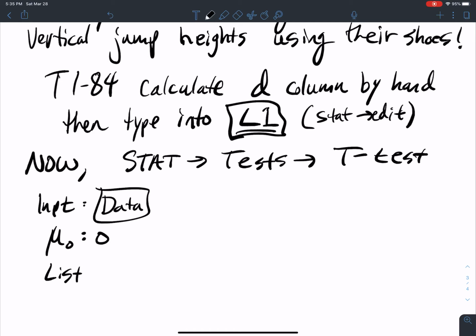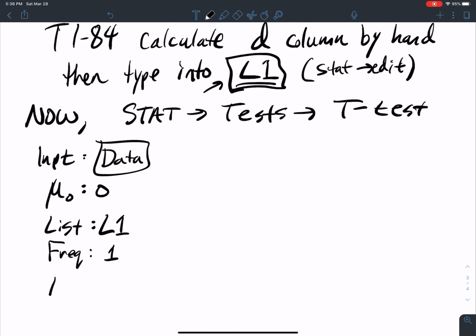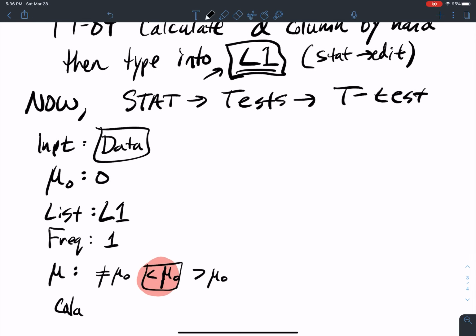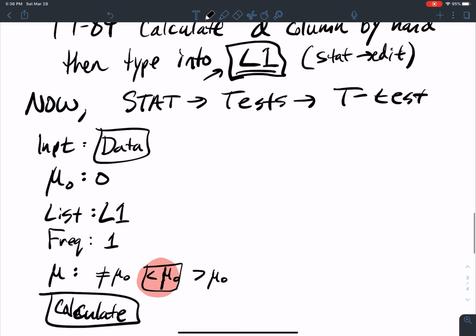The list, what list are you getting it from? L1 if you typed it in your L1 list. Frequency, how many times you want to count it? Just once. Or leave it blank, either way. And then the type of test, you can either have two-tailed test, you can have left-tailed test, or you can have right-tailed test. Ours was a left-tailed test. I select this one, and then I hit the calculate button. So I hit calculate, and what does it output? The output is mu less than 0.